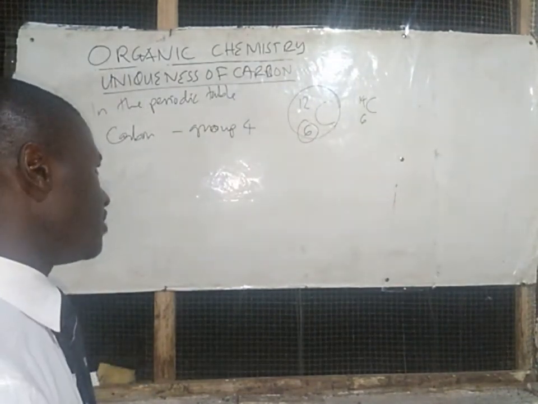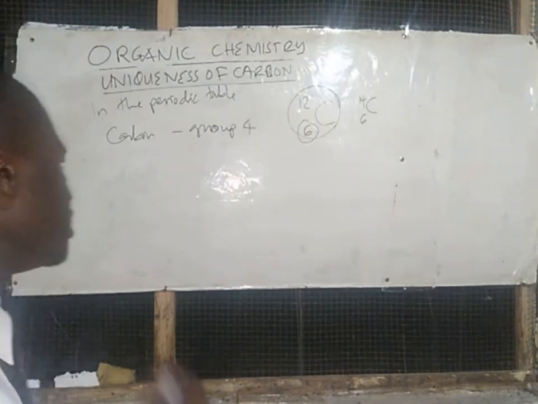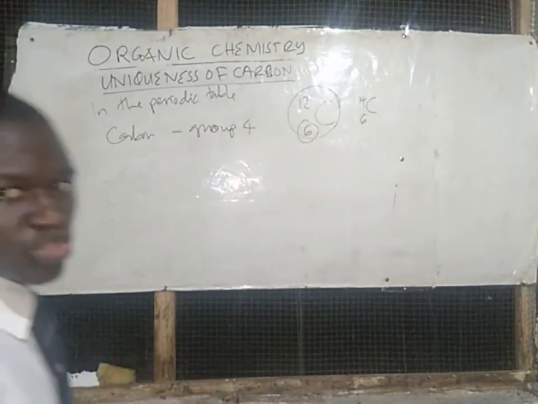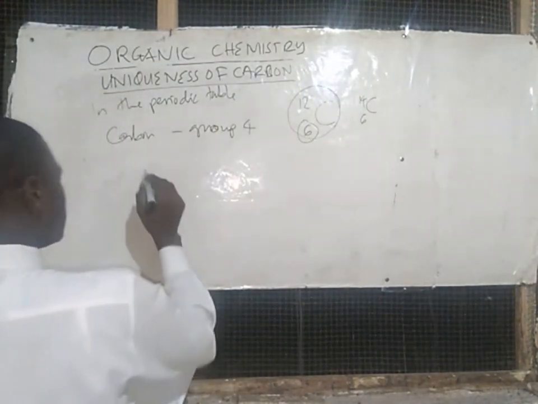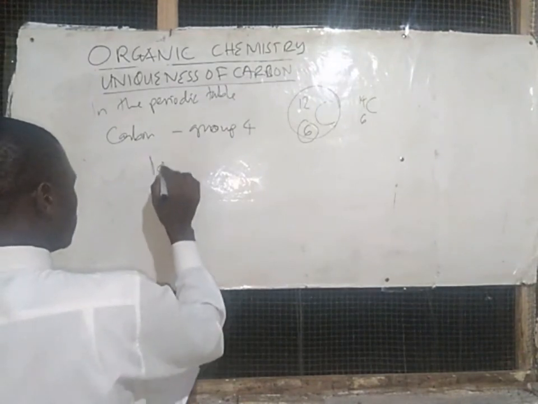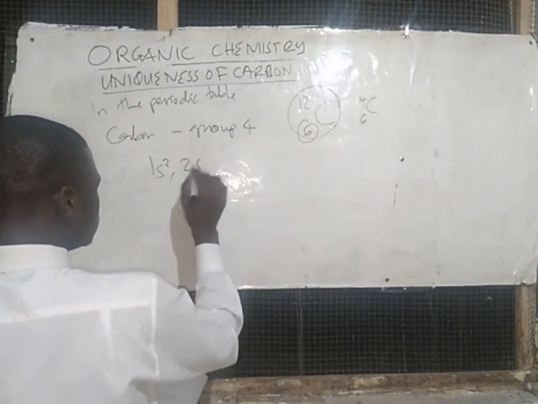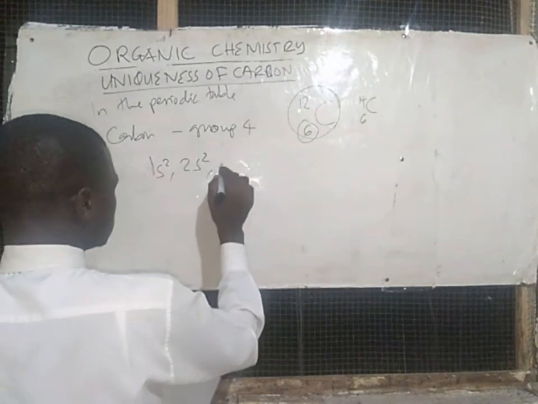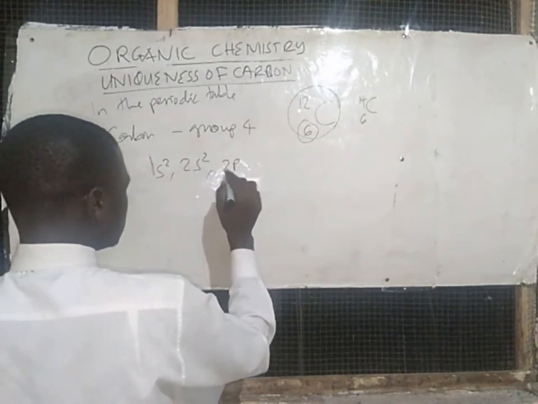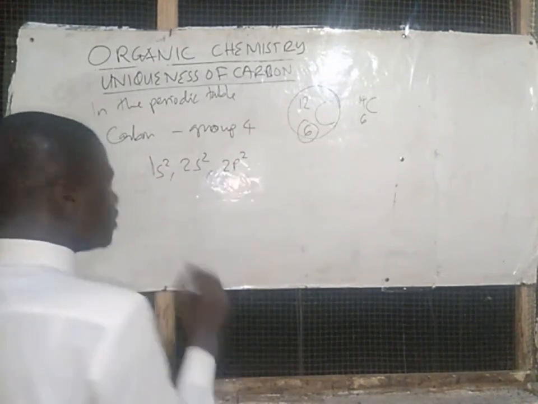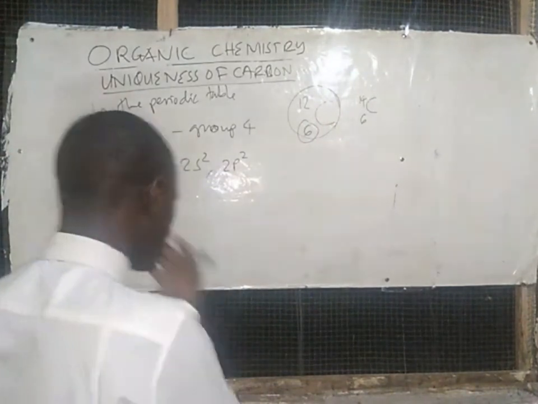Now, if we are writing its electronic configuration, it will be 1s2, 2s2, and then 2p2. This will be the electronic configuration of carbon.